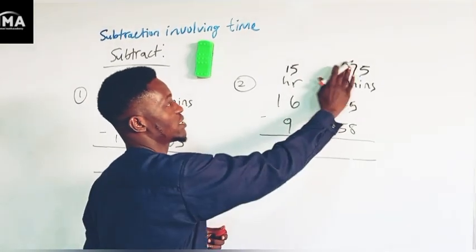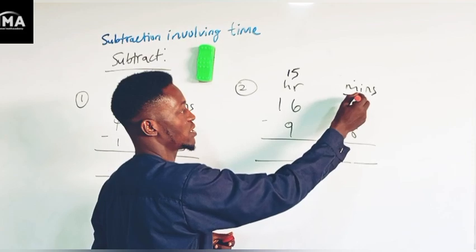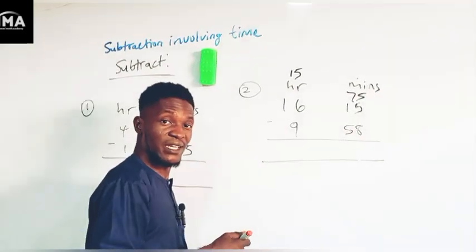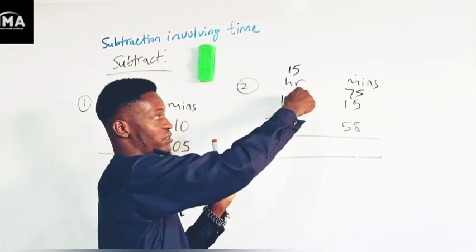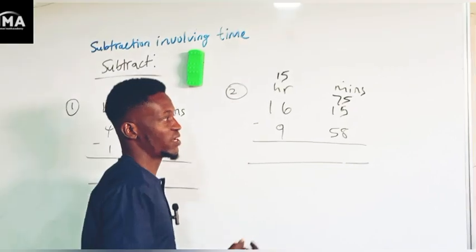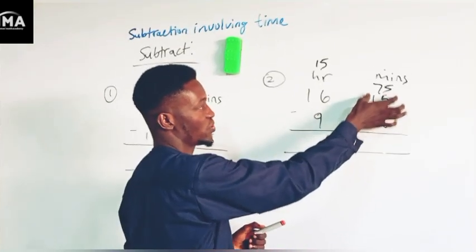I can decide to write it here again so that you don't get confused. The 15 is changed to 75. How did I get 75? It is the number I borrow from this one. So 60 plus 15, I have 75. So all these have changed to 75.